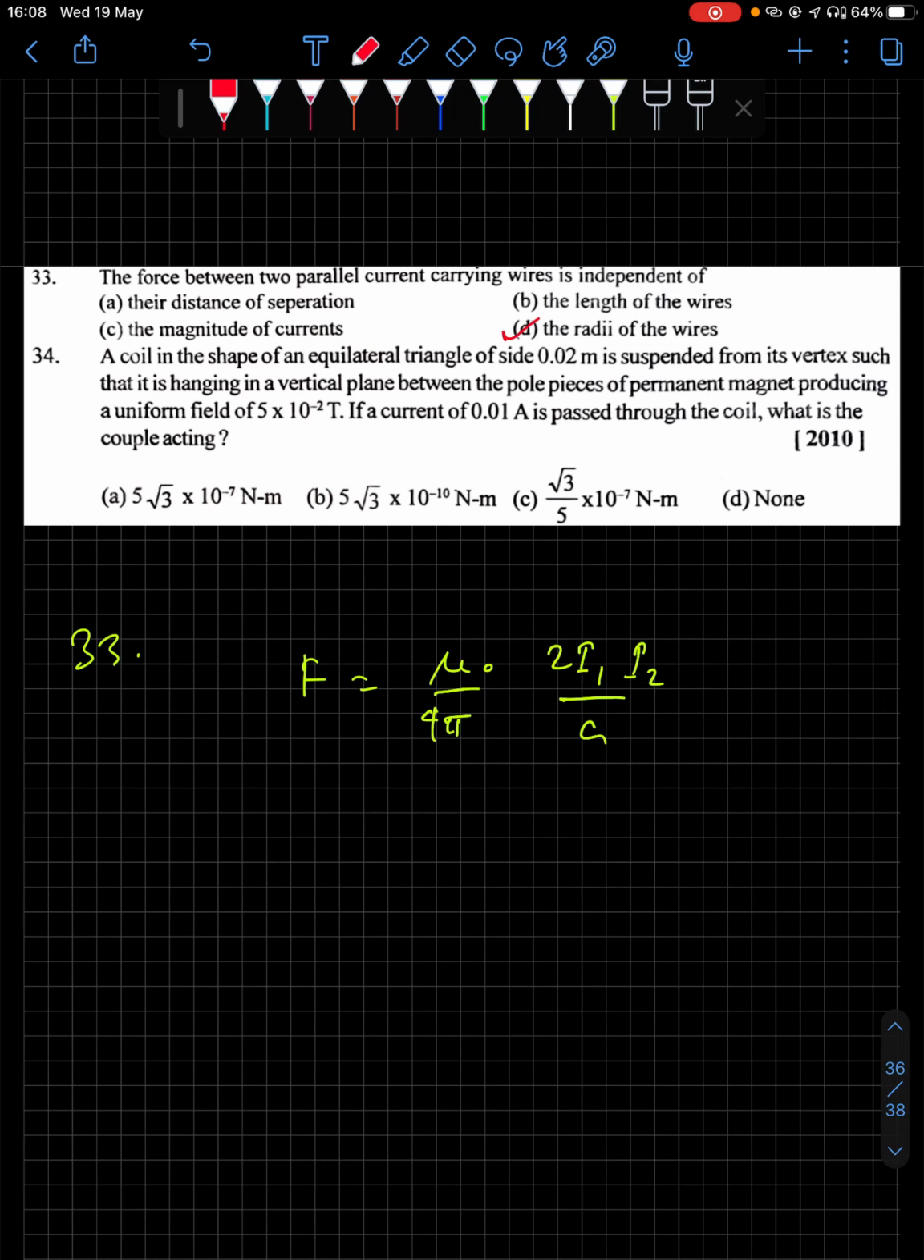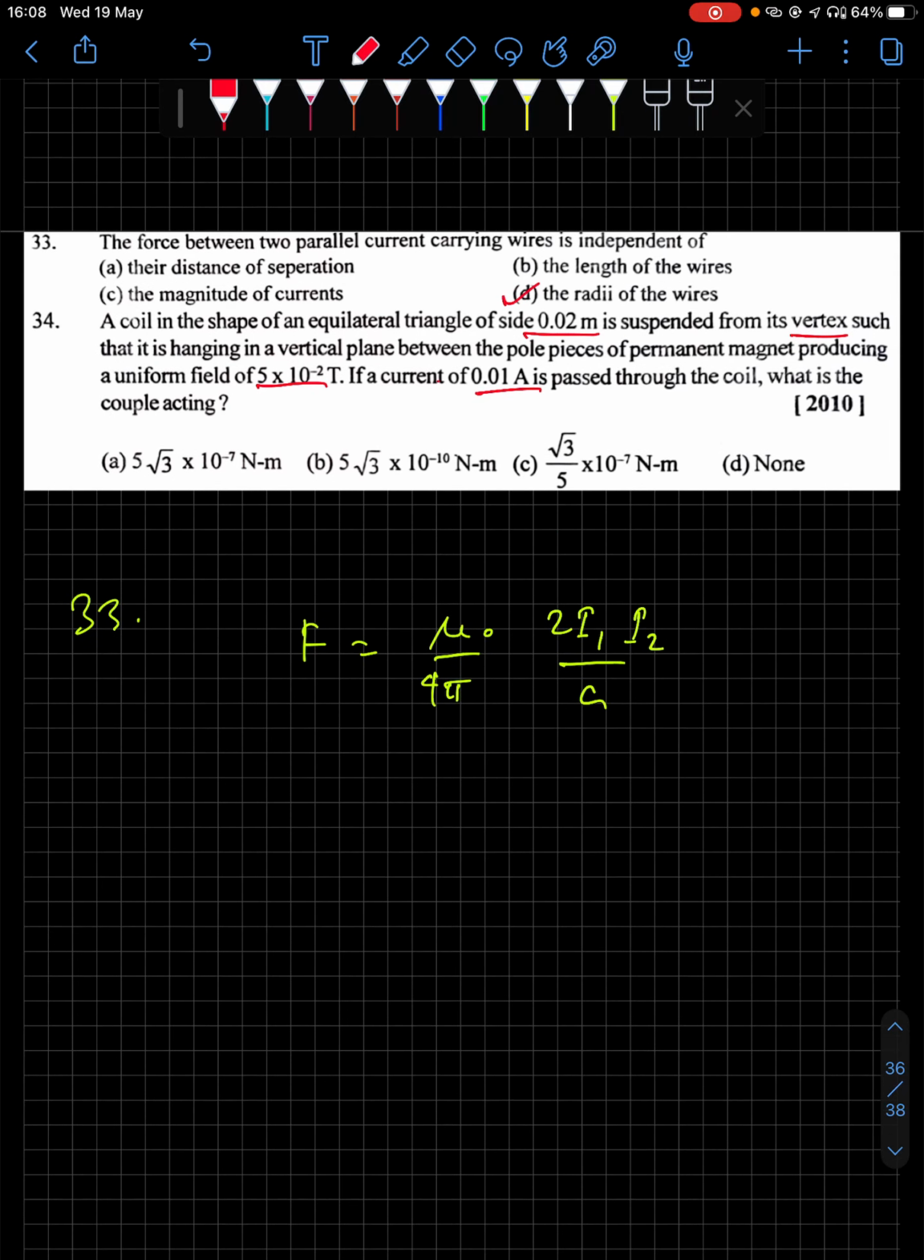Okay, option number D. Question 34: a coil in the shape of an equilateral triangle of side L is given. It is suspended from its vertex such that it is hanging in a vertical plane, between the pole pieces of a permanent magnet, producing uniform magnetic field of this value. If a current of this value is passed through the coil, what is the couple acting? You need to find out the torque.